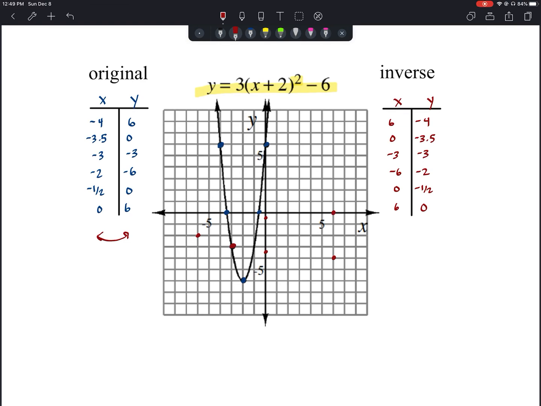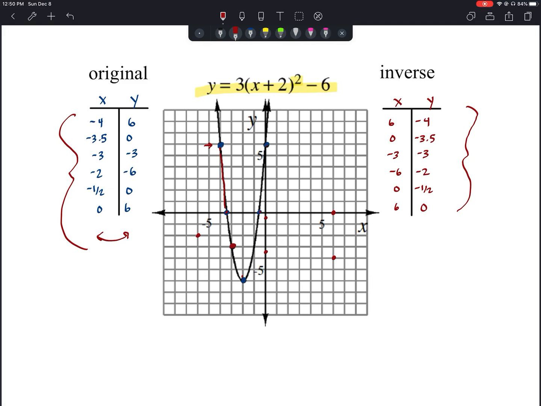Now, I should have mentioned this before, but it's really important when you're listing out your points, especially your original points, that you follow your graph. Notice I started with negative 4, 6, and then I followed my graph and listed the ones I saw in order. Why is that important? Because now I know what needs to be connected when I am redrawing my graph. I'm going to do it in the exact same order that I had written them down.